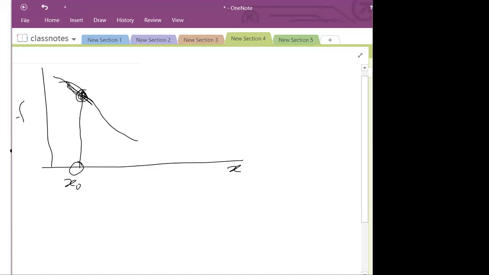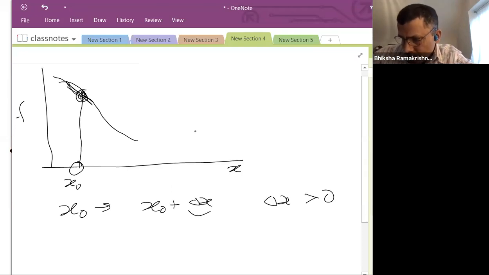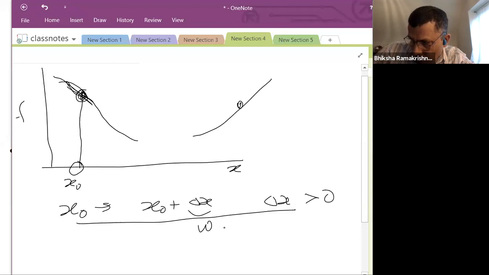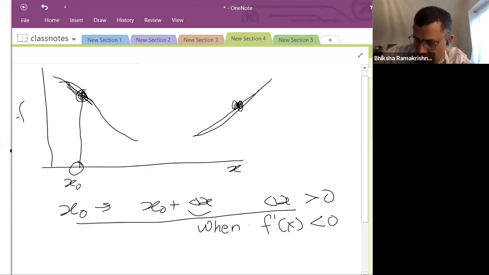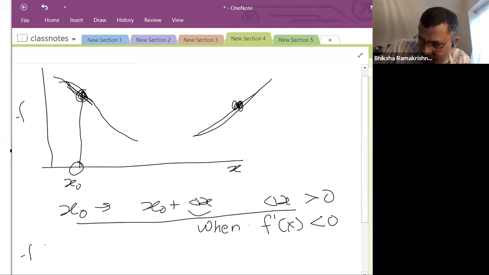Right. So I want to go from x0 to x0 plus some delta x, where delta x is greater than 0. Suppose the function is of this kind and I'm out here. This is what I must do when the function is decreasing, f prime of x is less than 0. If the function is of this kind, what's the sign of the slope going to be here? Positive, right? So this f prime of x is greater than 0.